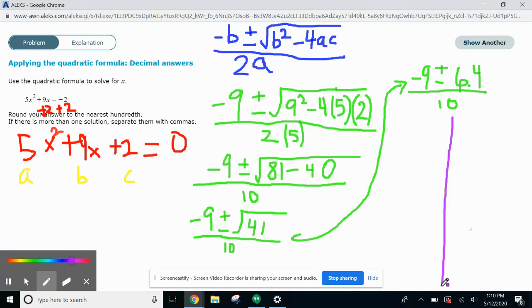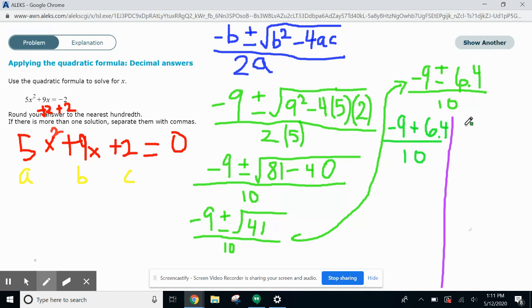So now this is where it switches into two different types of problems. All right, so I'm going to have negative 9 over 10, and 6.4 is going to be there. The numbers don't change. It's this sign. We have either a plus or a minus. So I'm going to do one with a plus. I'm going to do the same thing over here on the right, but instead of with a plus, you guessed it, it's going to be with a minus. So now I have negative 9 plus 6.4 over 10 and negative 9 minus 6.4 over 10.